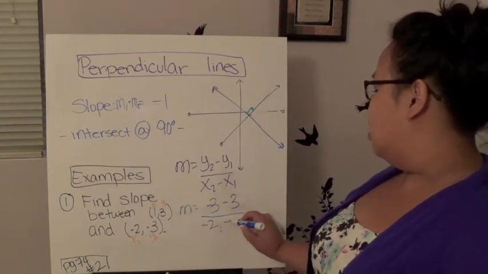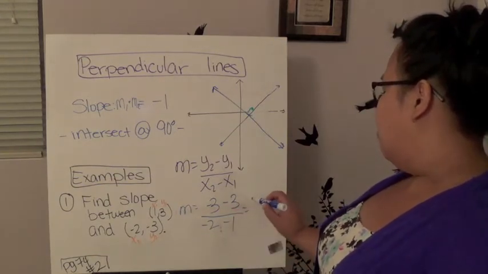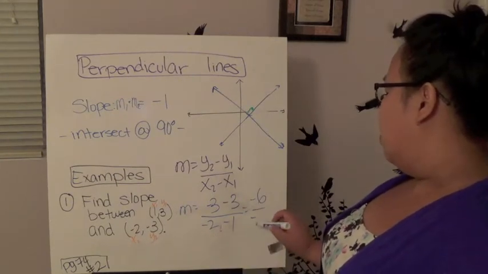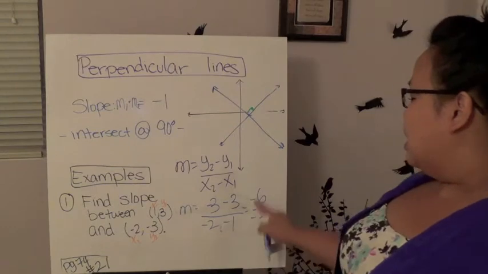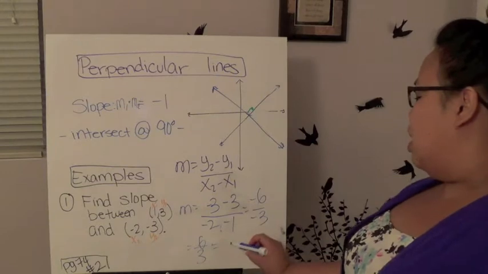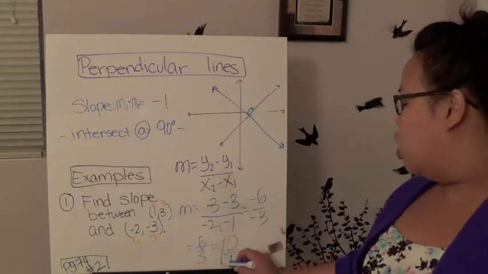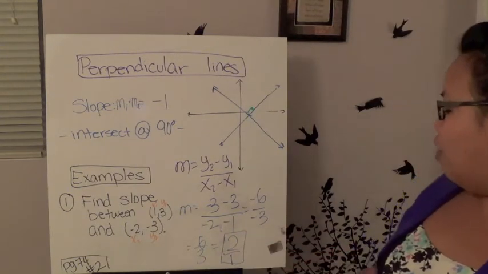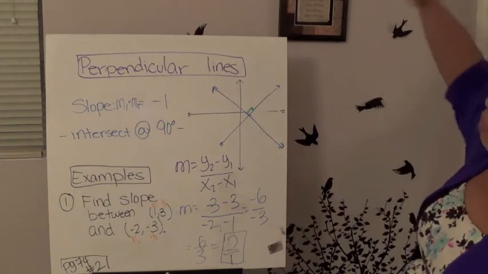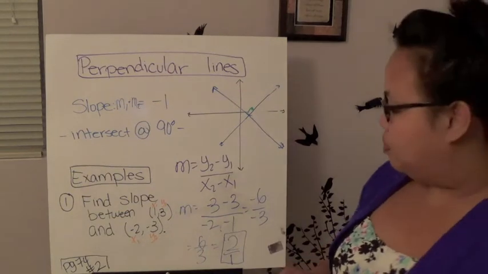which minus positive 1. This gives me negative 3 minus 3 would give me negative 6. Okay? Negative 2 minus 1 is negative 3. Okay? These negatives cancel out, giving me 6 over 3. And 6 over 3 is 2 over 1. Or basically just 2, it doesn't matter. So what that means is, in my graph, that means from one point to another, it's going to go up 2 and over 1. Up 2 and over 1. And that's basically how I'm going to find the slope.